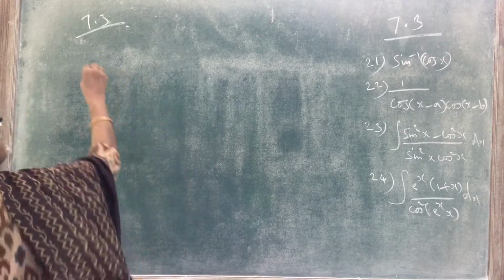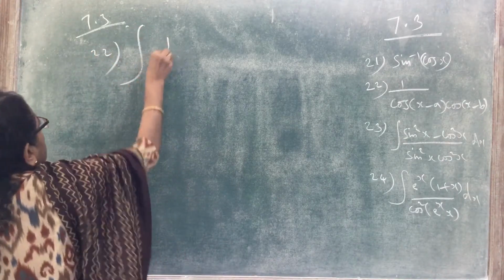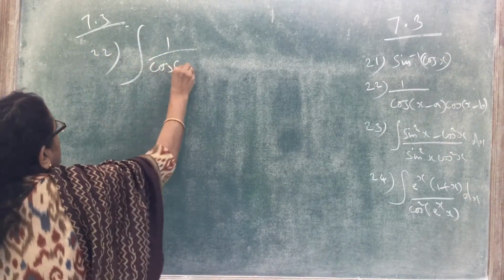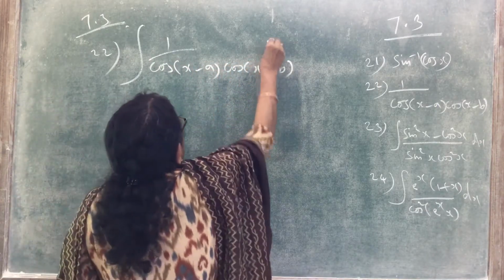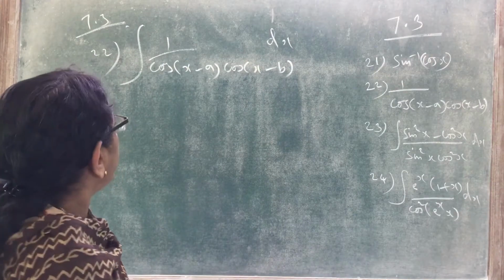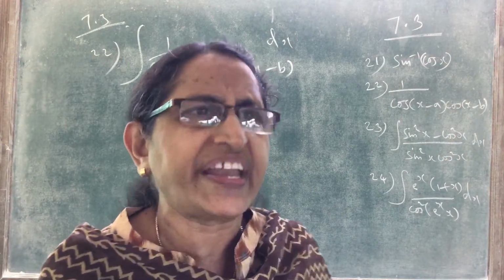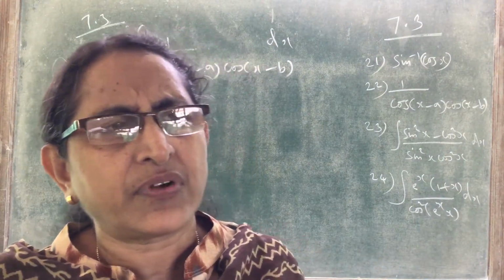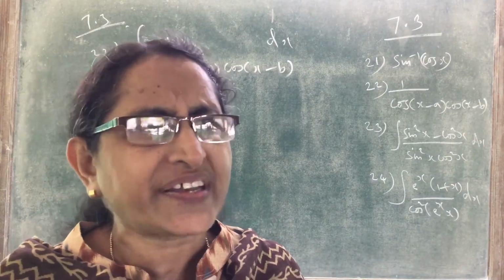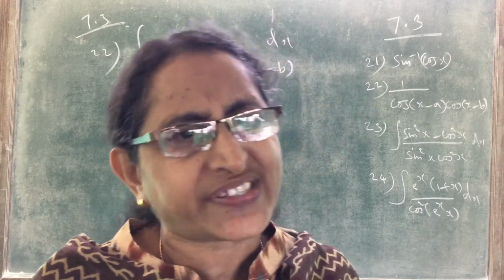Next, integral of 1 by cos x minus a into cos x minus b, dx. That is one particular type of question. See here, the denominator is cos x minus a into cos x minus b.